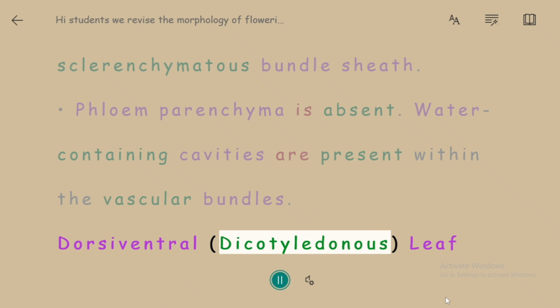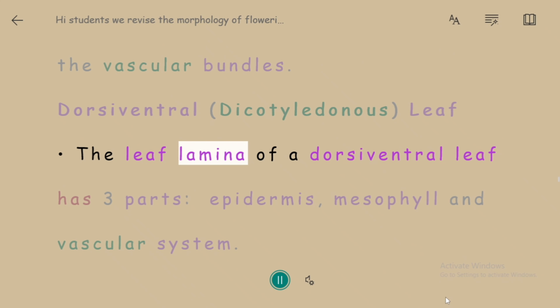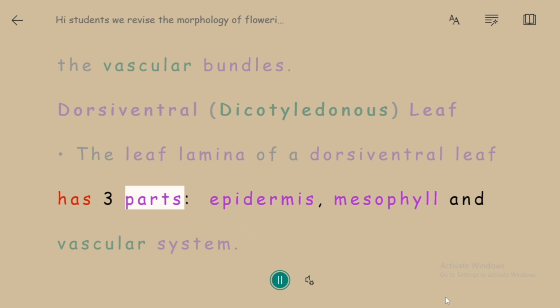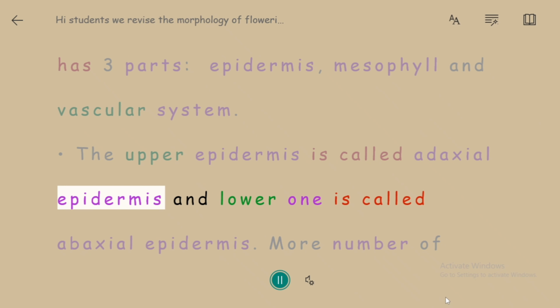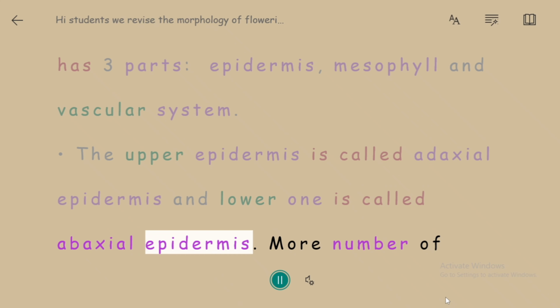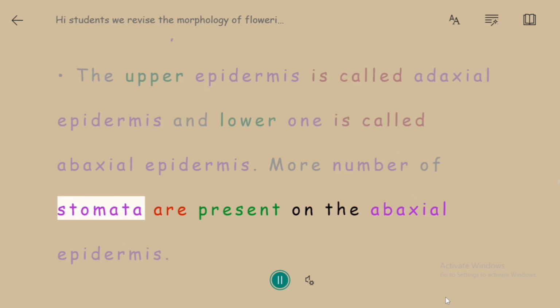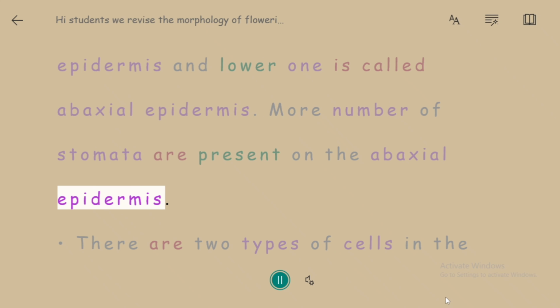Dorsiventral, dicotyledonous leaf. The leaf lamina of a dorsiventral leaf has three parts: epidermis, mesophyll, and vascular system. The upper epidermis is called adaxial epidermis, and the lower one is called abaxial epidermis. More stomata are present on the abaxial epidermis.